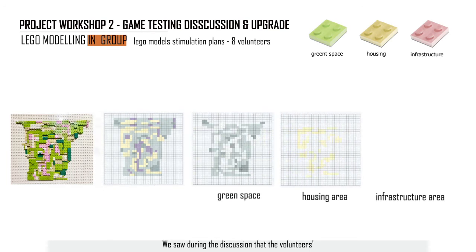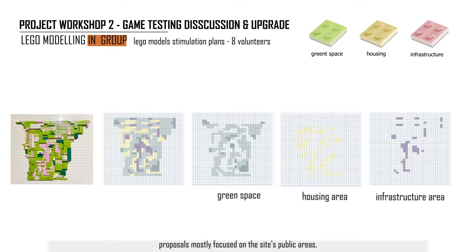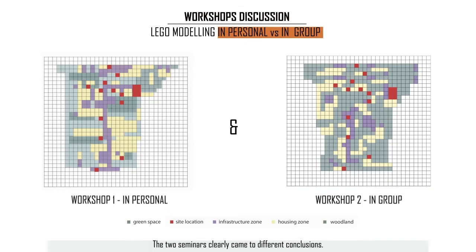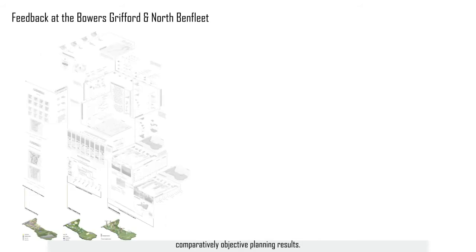We saw during the discussion that volunteers' proposals mostly focus on the site's public areas, with the intention of preserving the original site, architecture, and the local area. The two seminars clearly came to different conclusions. Volunteers' personal modeling preference is to keep the scale of the original sites. Set planning is more dispersed as a result of team talks that often focus on game-relevant regions. Some of the issues with the testing in Workshop 1 were resolved by discussions and teamwork in Workshop 2, comparatively objective planning results.